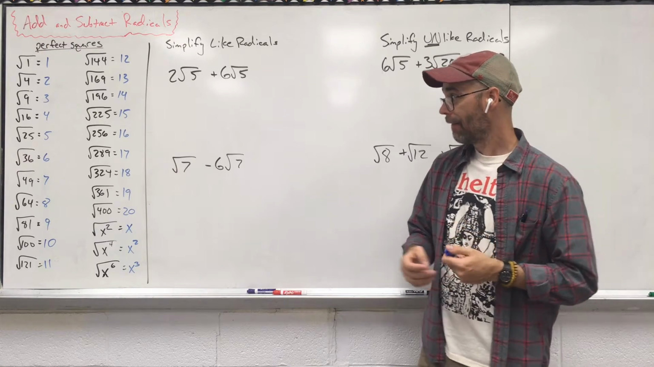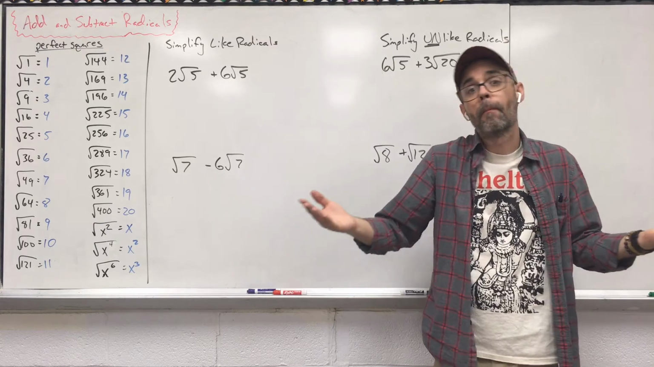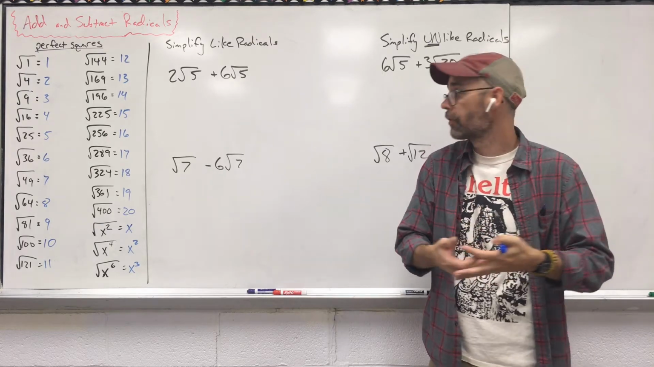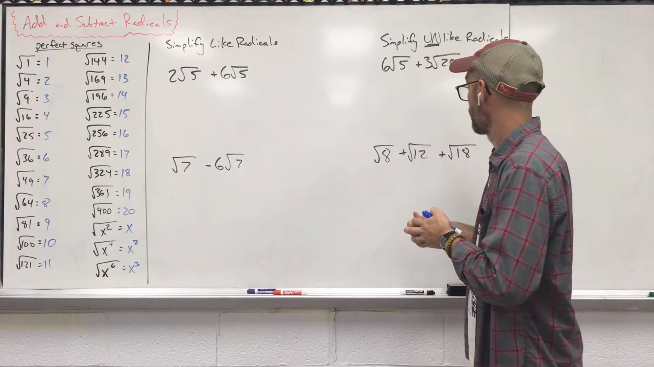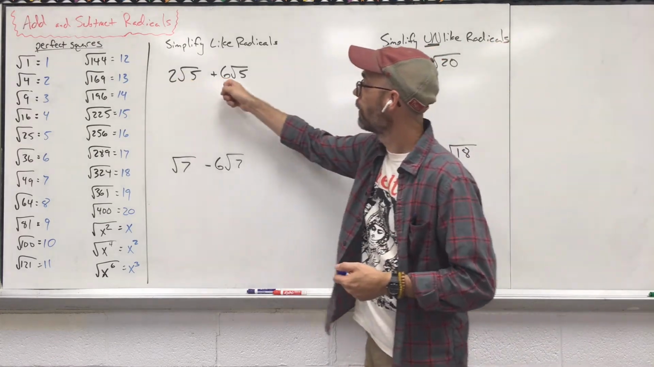So with radicals or square roots, the same thing happens. If I have a square root of 5 and a square root of 5, or radical 5, I can only combine those with themselves. So let's jump in. So here, 2 radical 5 and 6 radical 5.